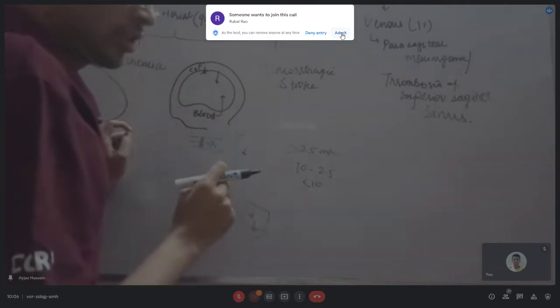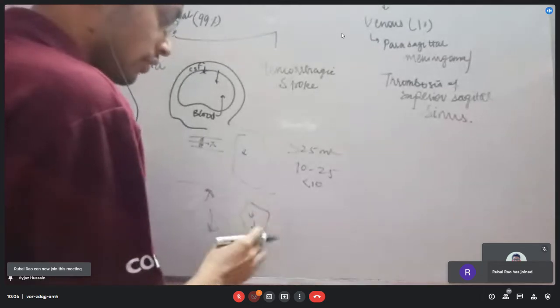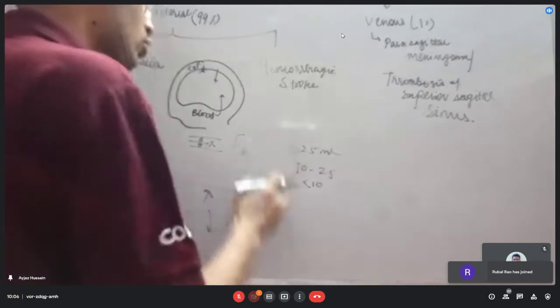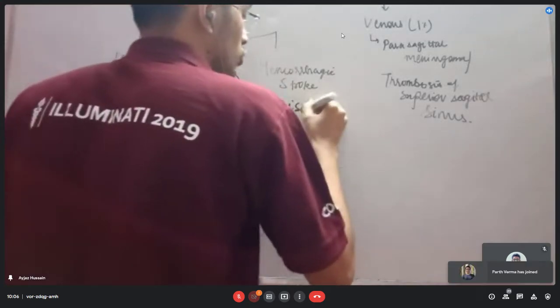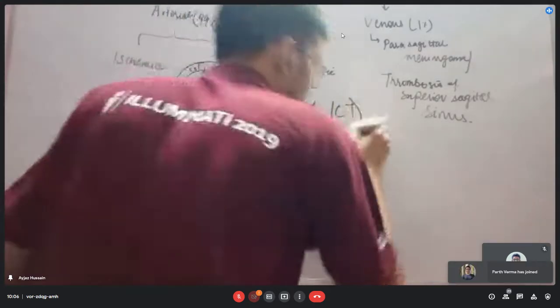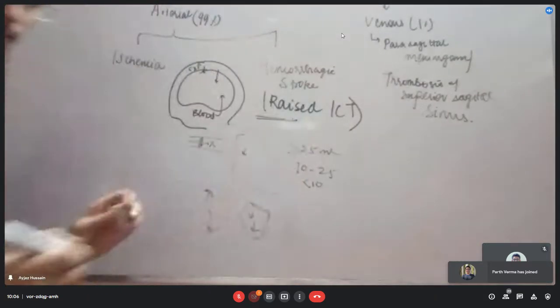double pathologies which are taking place. पहला, so there will be ischemia of the, or there will be infarction of the underlying tissue, and also there will be raised intracranial tension. So remember, in a hemorrhagic stroke there will always be raised intracranial tension, and this is the troublesome part for us.